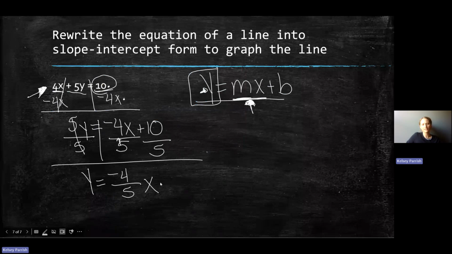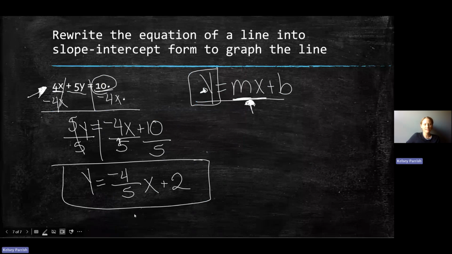Don't divide that in a calculator. Most of what we're going to do will be done by hand. You still need to have a calculator on standby. But for the most part, we're going to leave it in fraction form. 10 over 5, that's just 10 divided by 5. That's 2. So there you go.